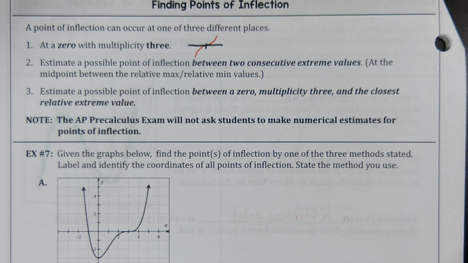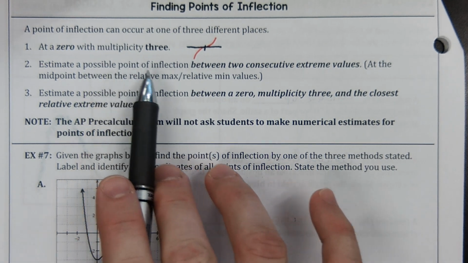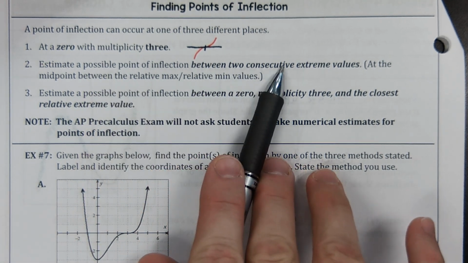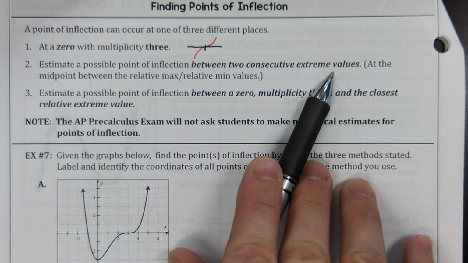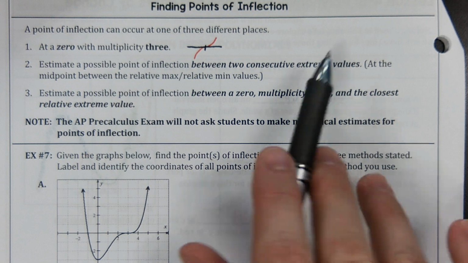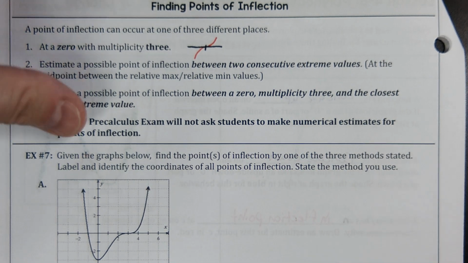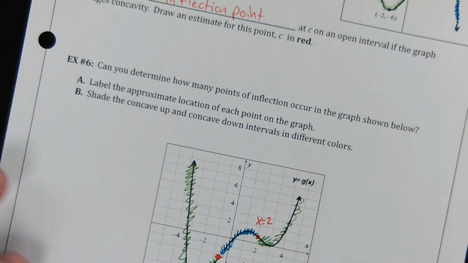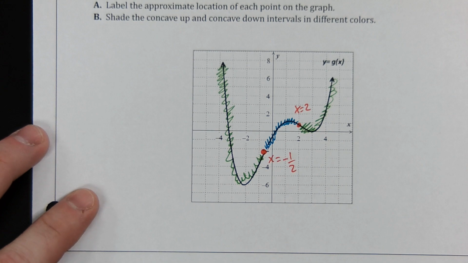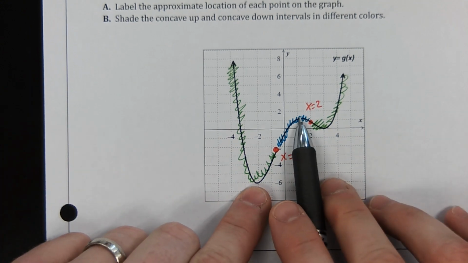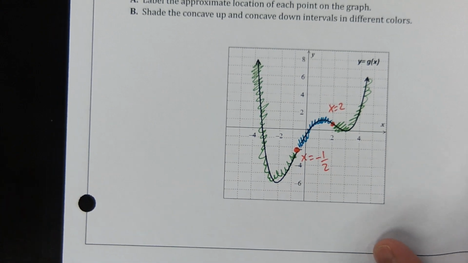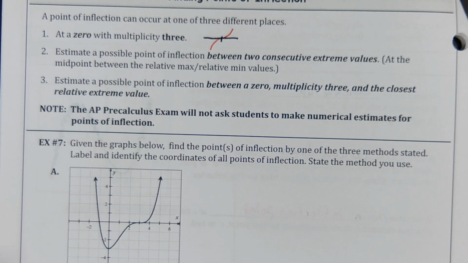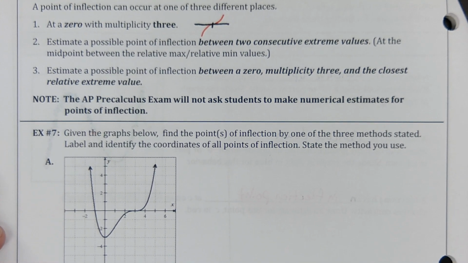So that's how we know that inflection points will happen when a graph looks like that at one of its solutions. We can also estimate a possible inflection point between 2 consecutive maximums and minimums. Essentially, go halfway between a maximum and a minimum on the x-axis, which is how we were guessing where these are. We were trying to go halfway between here and here, trying to go halfway between here and here. And that is a true guess. It's a guess. You need calculus to find the exact value.